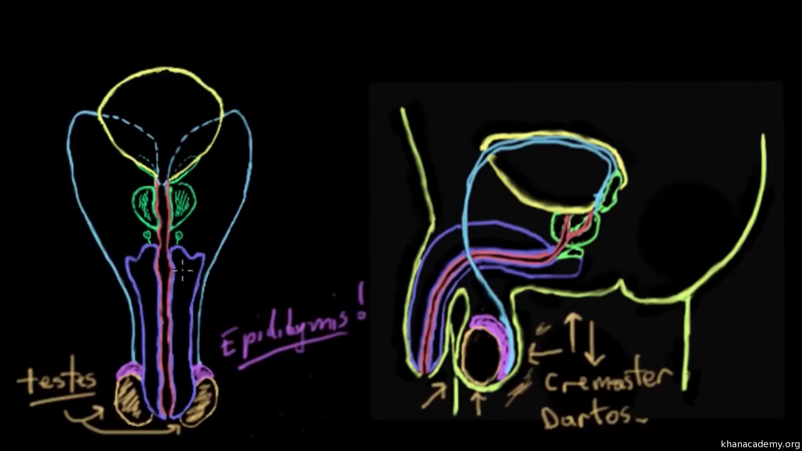The role of the epididymis is to provide a place for the sperm to hang out and develop. The epididymis is this really long, convoluted, really wavy set of tubes that sperm spends a lot of time in before it goes off on its journey.